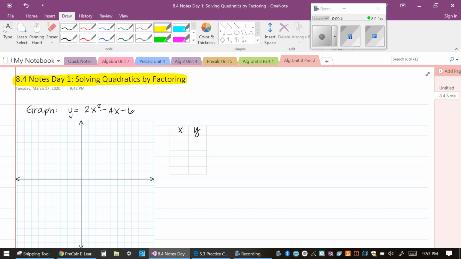I want to review how to graph quadratic equations. In order for us to graph a quadratic equation in standard form, we needed to identify three numbers first. The value of a, which is the coefficient of the x squared, the value of b, which is the coefficient of the linear term, and the value of c, which is the constant value. We then set up a table where the middle value was called the vertex.